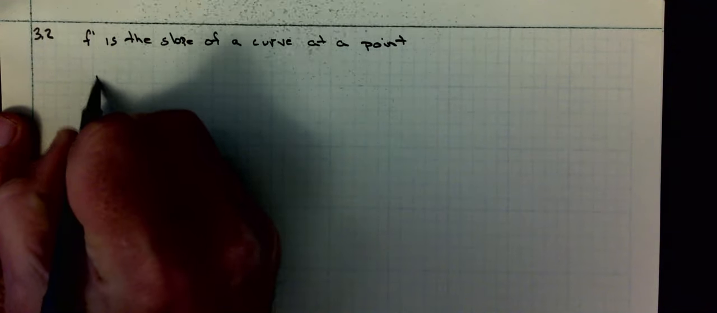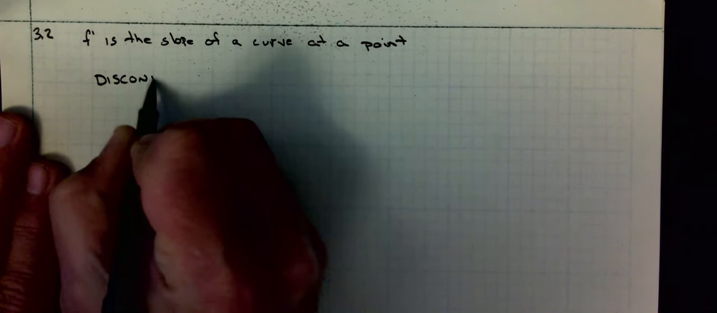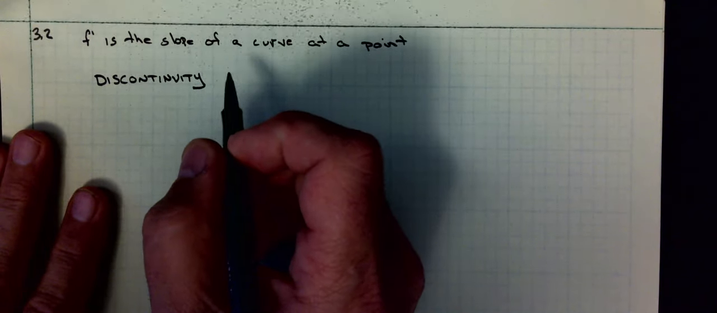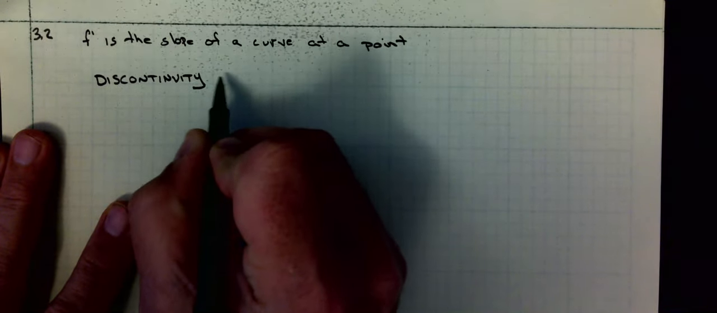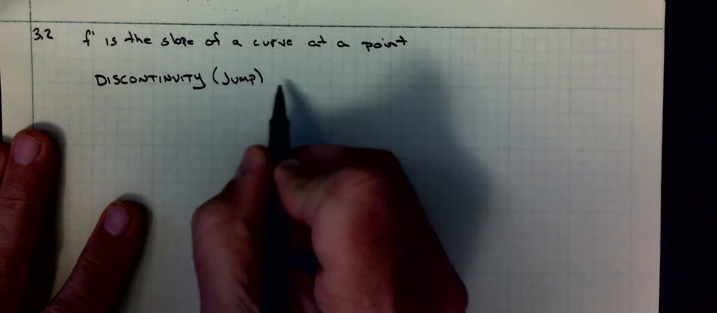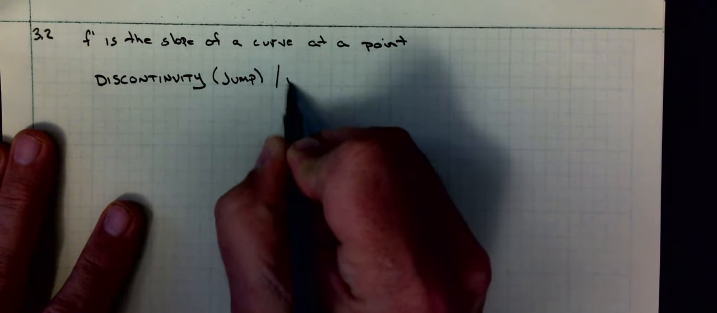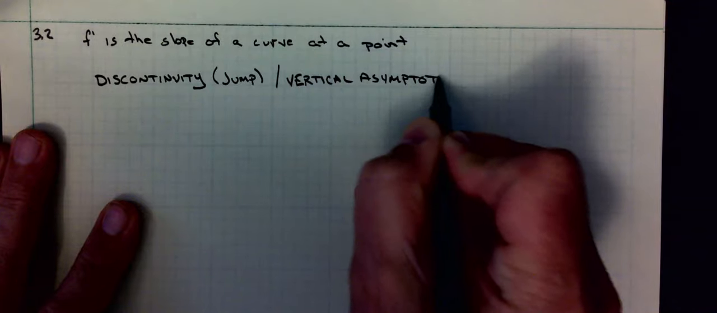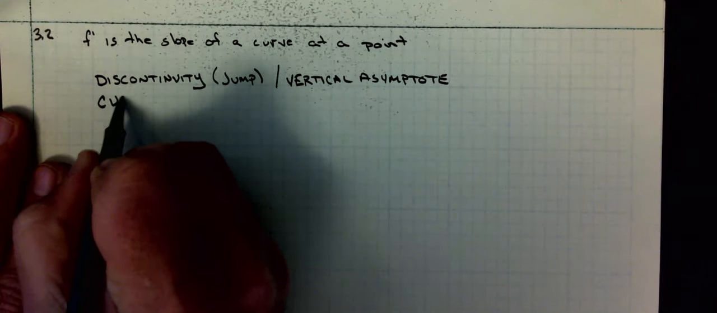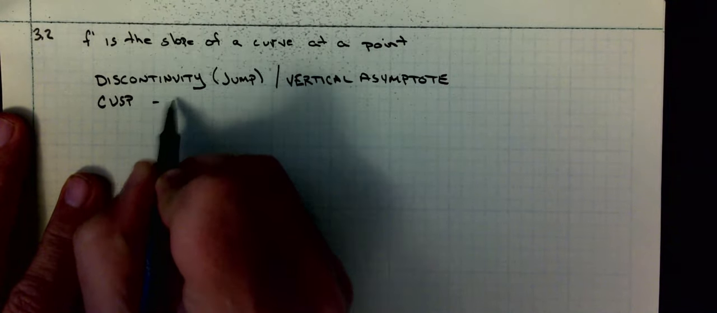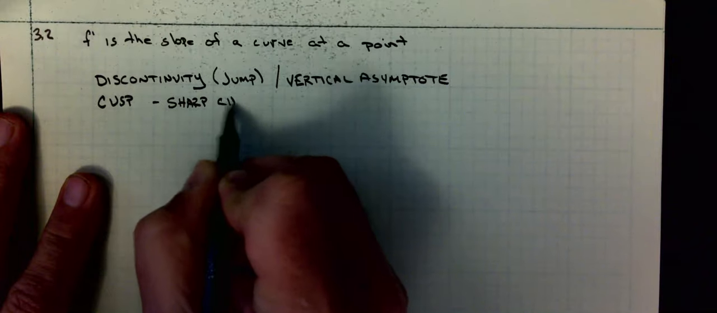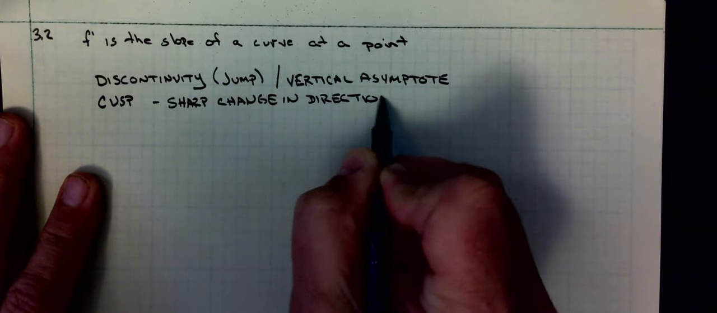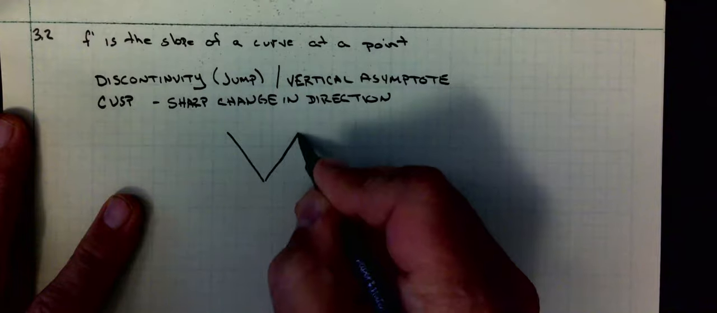except where there is a discontinuity. An example here would be, actually, I'm going to call this a jump discontinuity, slash vertical asymptote. Where there is a cusp, we're going to call it a sharp change in direction. And I'll quickly show you the absolute value graph. I like the absolute value graph.